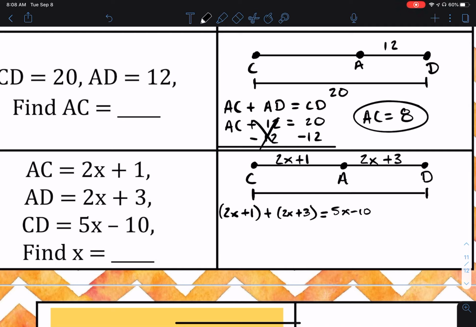So again, there's nothing I can do in any of my parentheses, so I just need to drop them. So then that means I need to combine like terms. On the left side, I have 2x plus 2x, which gives me a total of 4x. And then I have plus 1 plus 3, which is a plus 4. And it's going to equal 5x minus 10.